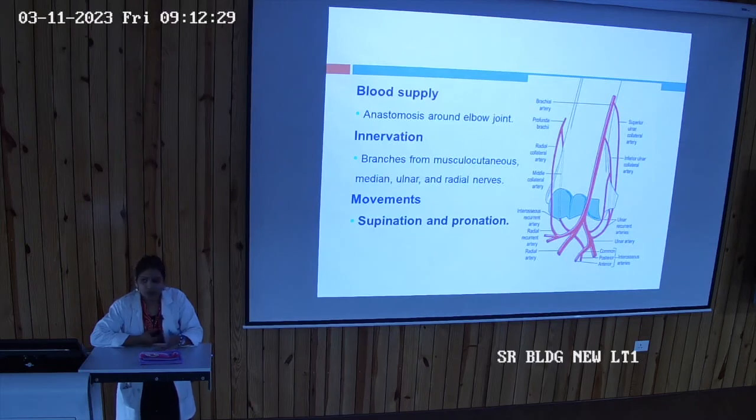Then the nerves which are passing around this joint also give nerve supply, for example, the musculocutaneous, median nerve, radial nerve and the ulnar nerve. Now the movements: what are the types of movement taking place here? Supination and pronation. We will discuss supination and pronation in the last. Yes, so this is all about the superior radioulnar joint.